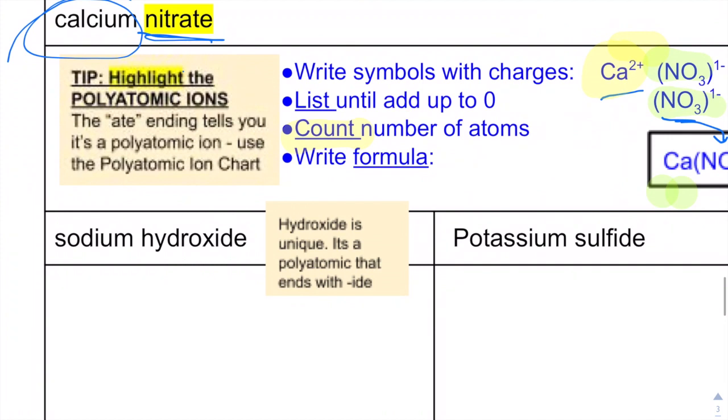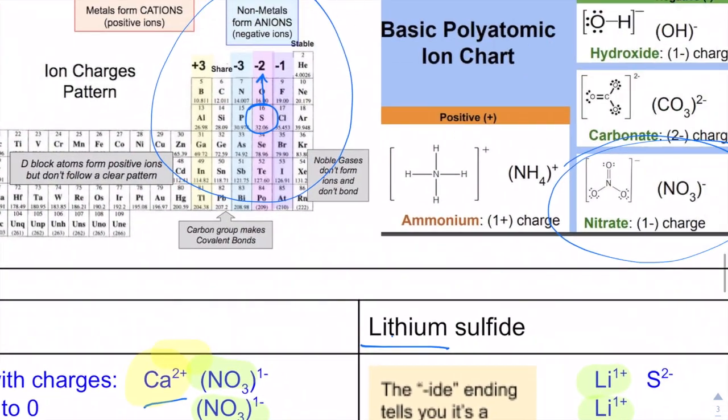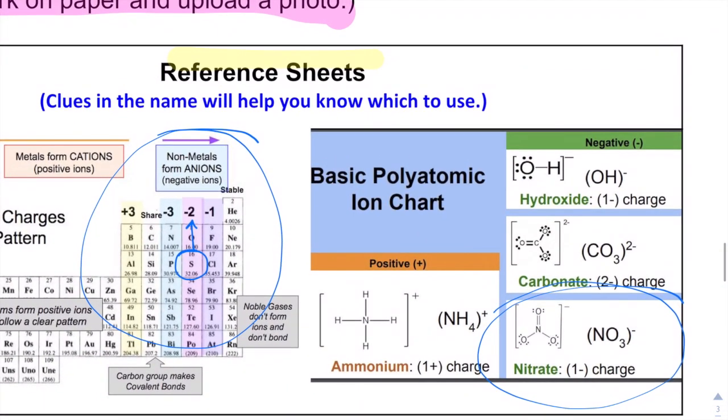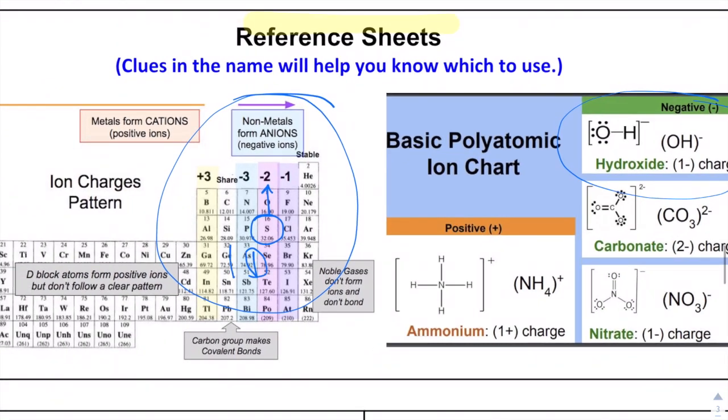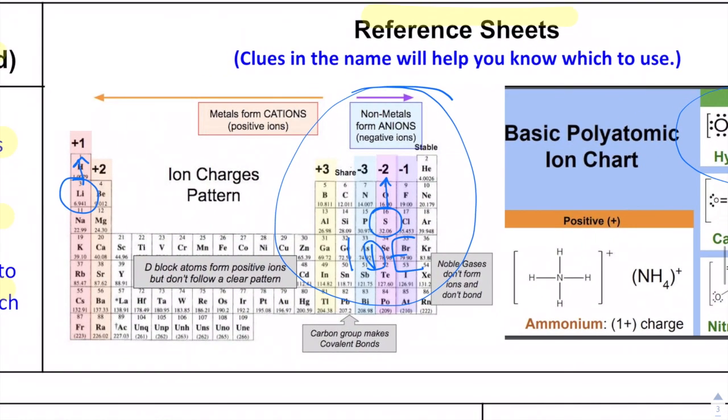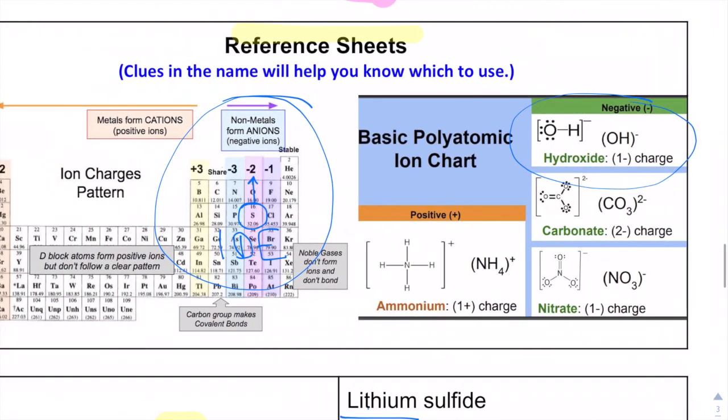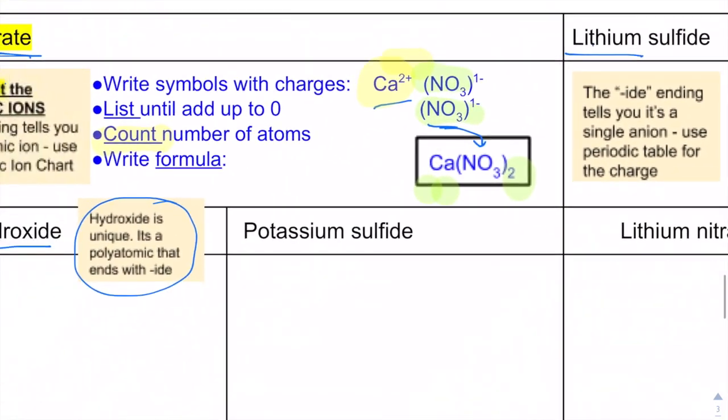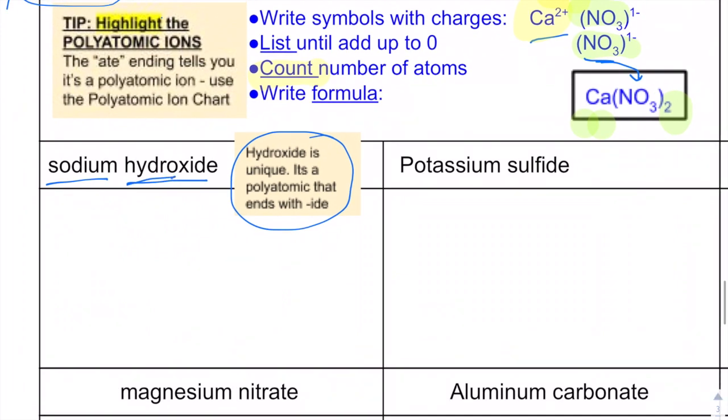Let's look at this one. Sodium hydroxide. Now hydroxide is a good one to memorize because hydroxide is unique. It's a polyatomic that ends with "ide." So on our polyatomic chart you see hydroxide, and it's the only one that ends with "ide." Otherwise you might think since it has an "ide" it's one of these on this part, but hydroxide is not an element. It's the polyatomic ion, hydro for hydrogen and oxygen, oxide.